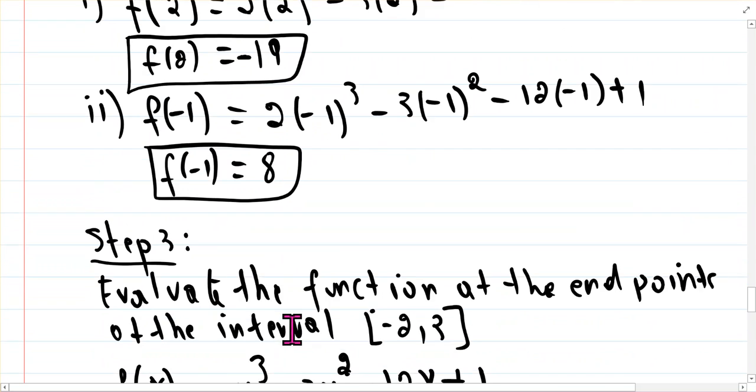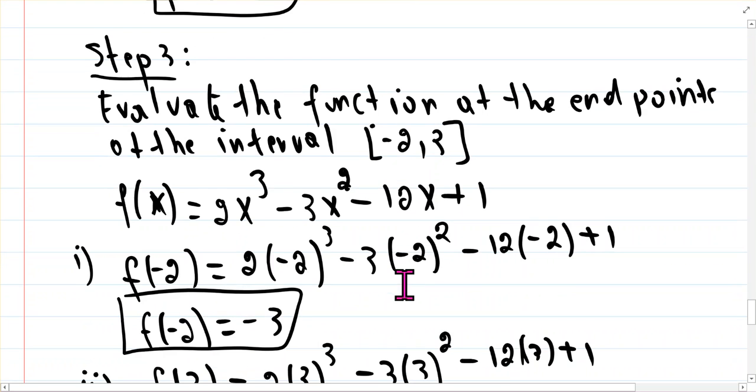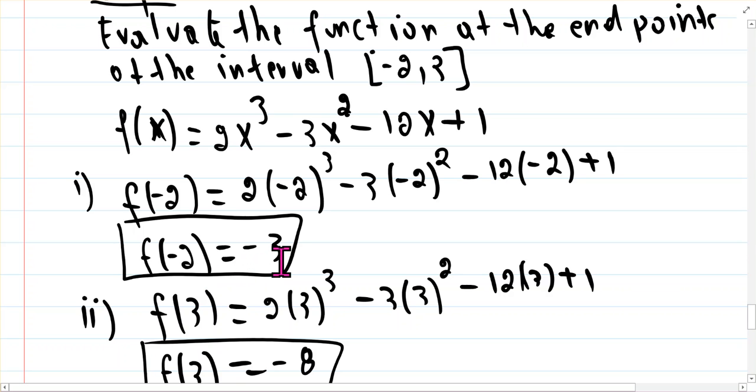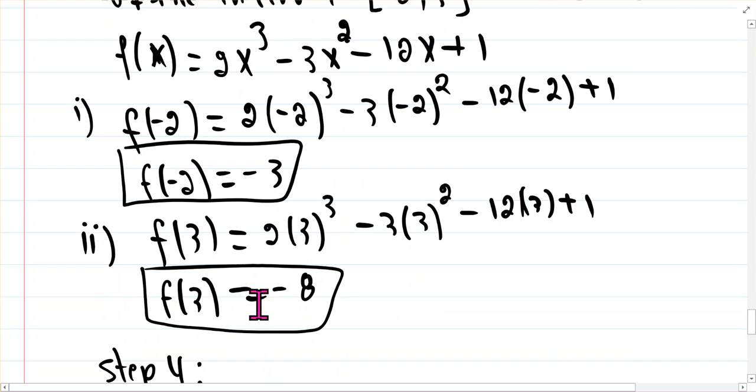Then you go to step 3, the endpoints of the interval. The endpoints are negative 2 and 3. So you evaluate this function at the endpoints. You find f of negative 2: you plug negative 2 for x into this function, and the answer is negative 3. The other endpoint is 3, so you plug in 3 for x into the function, and you evaluate that to get negative 8.